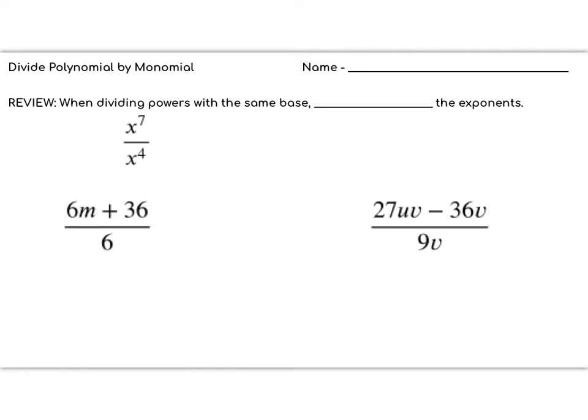To divide a polynomial by a monomial, you need to remember the exponent rule for dividing powers with the same base. When you are dividing powers with the same base, you subtract the exponents. So x to the 7th divided by x to the 4th, I'm dividing. It's the same base, so I keep the base and I subtract the exponents and I get x to the 3rd power. So let's look at the first one.